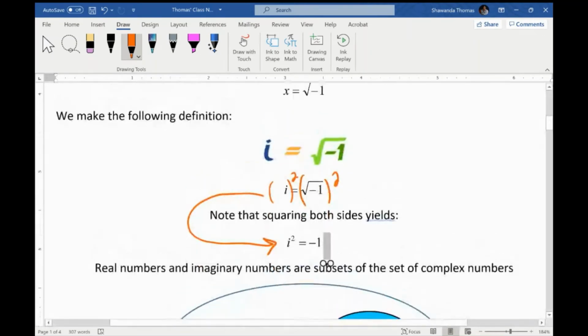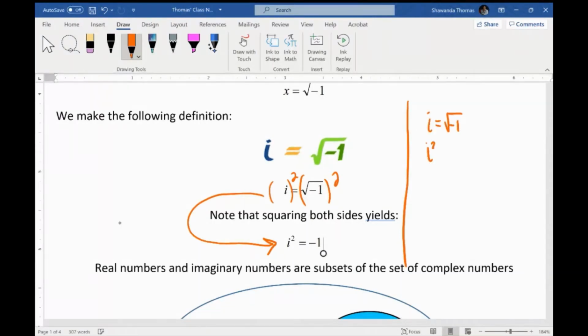Any questions so far? So I want you to memorize this. Let me write it over here. i equals the square root of -1. i squared equals what? -1. All right, because if you square a square root, remember the radical goes away.